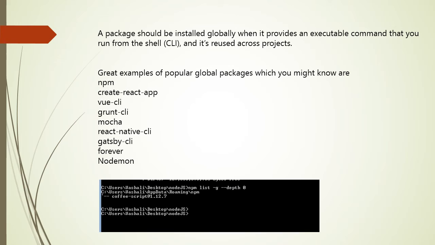Great examples of popular global packages which you might know are npm, create-react-app, React Native CLI, Forever, Nodemon, etc. You probably have some packages installed globally already on your system. You can see them by running npm list -g --depth 0 on your command line.